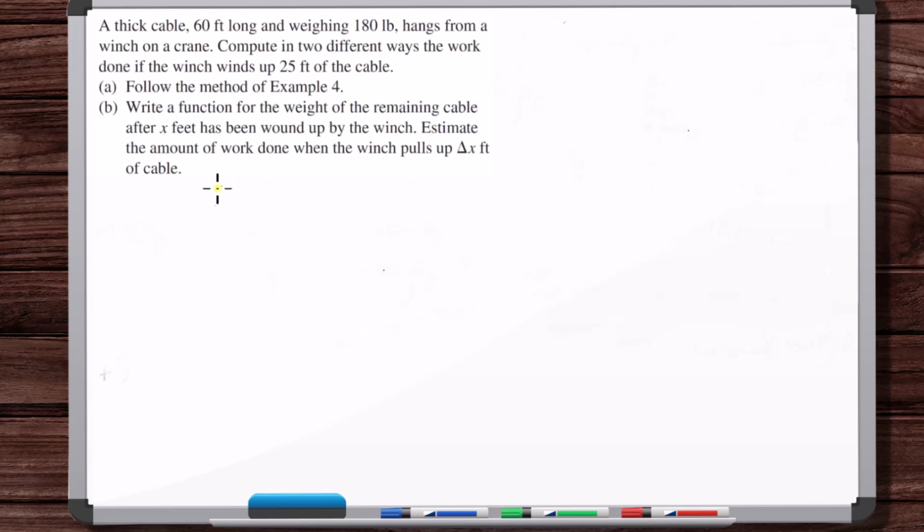All right, in this video, we're going to work an example problem related to calculating the amount of work done in a process. So work done in the technical physics sense, where work is equal to a force times a distance. Specifically, it's the force times the distance over which that force acted.